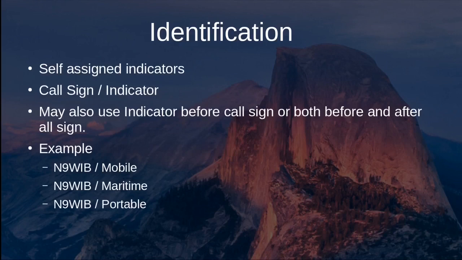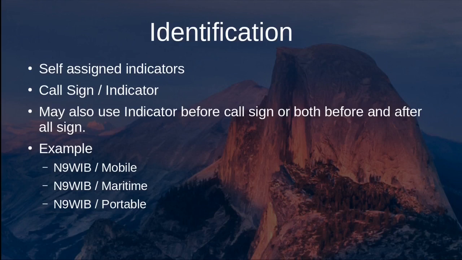There are also something called self-assigned indicators. So let's say that you're operating mobile. I would say November 9 Whiskey India Bravo / mobile. So if I'm calling, that's how I would identify myself, if it was CW or data. And if I was on a boat, I'd do the same thing. I could do November 9 Whiskey India Bravo / maritime or N9WIB / portable.